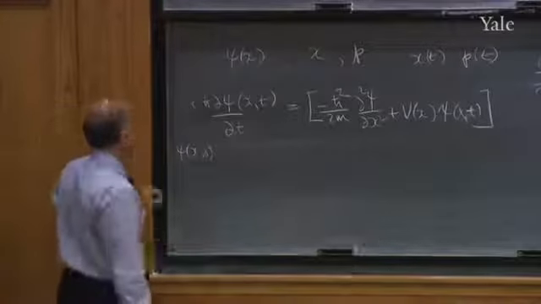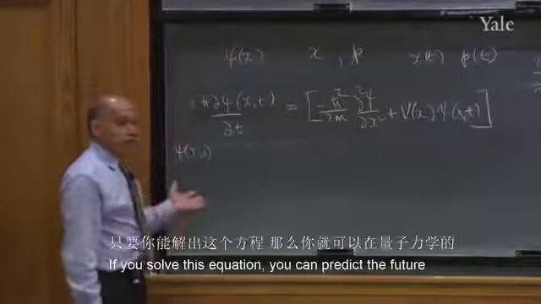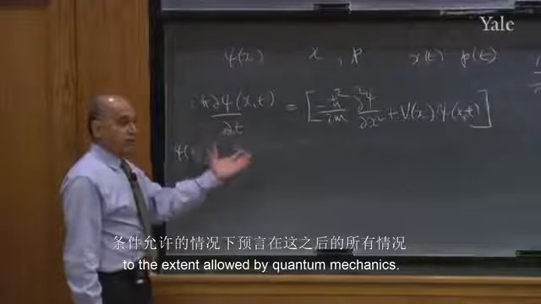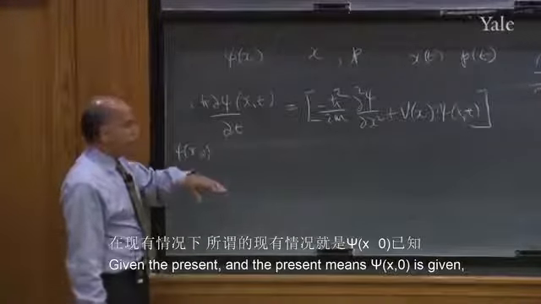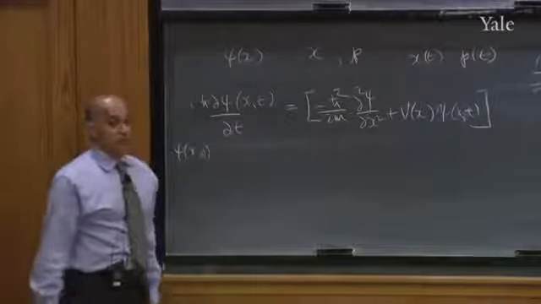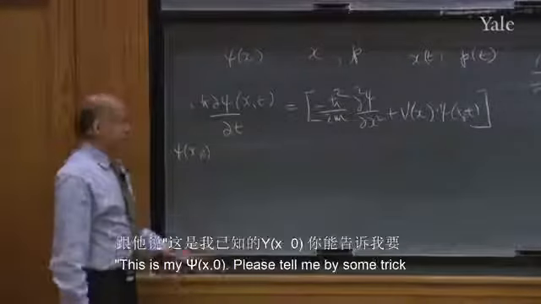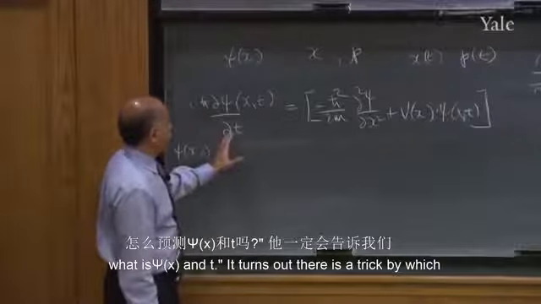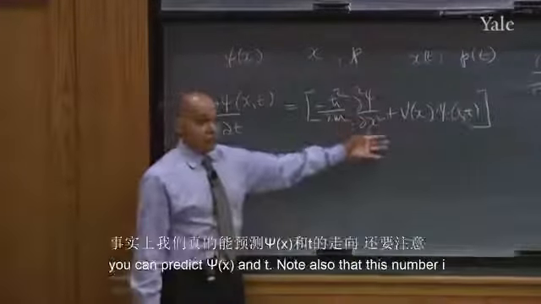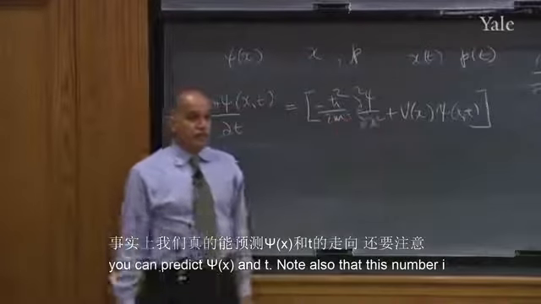That's the analog of F equals ma. If you solve this equation, you can predict the future, to the extent allowed by quantum mechanics, given the present, and the present means psi of x comma 0 is given. Then you go to the math department and say, this is my psi of x, 0. Please tell me by some trick what is psi of x and t. It turns out there is a trick by which you can predict psi of x and t.